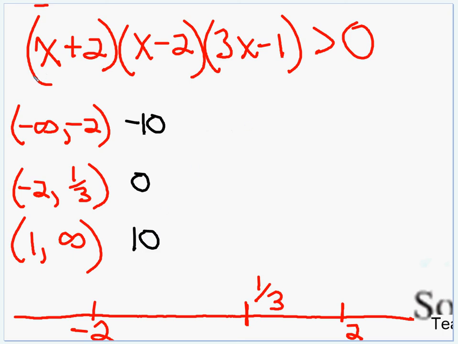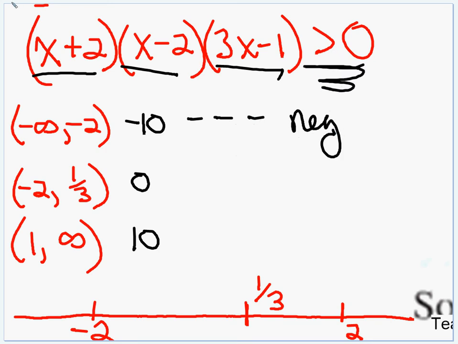If I plug in a negative 10 for these, all three are going to be negative: negative 8, negative 12, and negative 31. So that's a negative times a negative, which is positive, times another negative is negative. Are negative numbers less than 0? False.